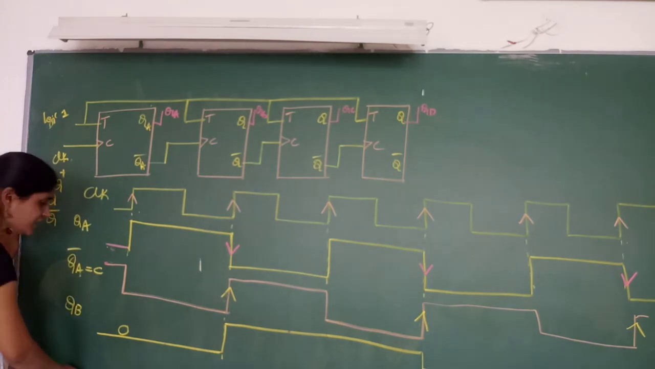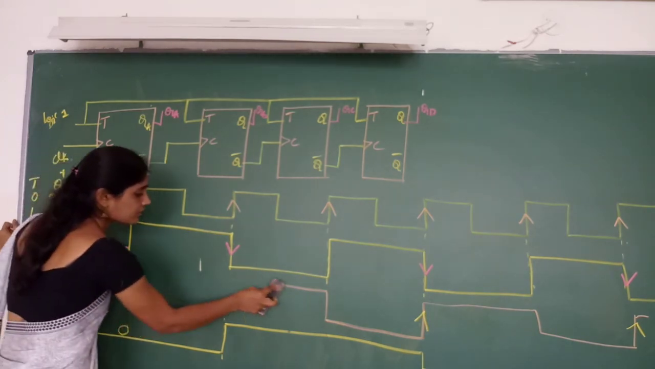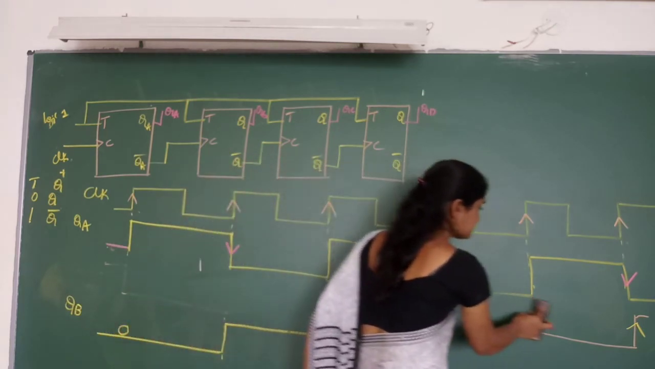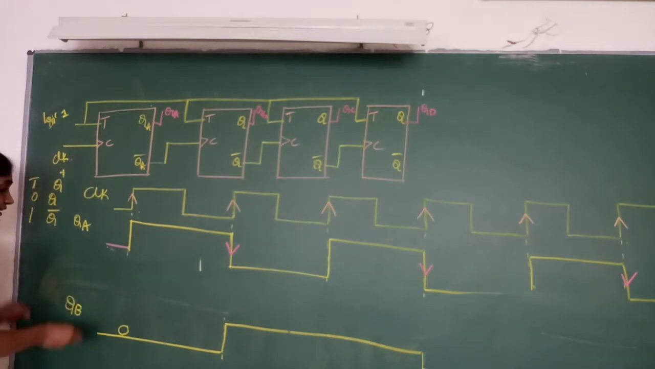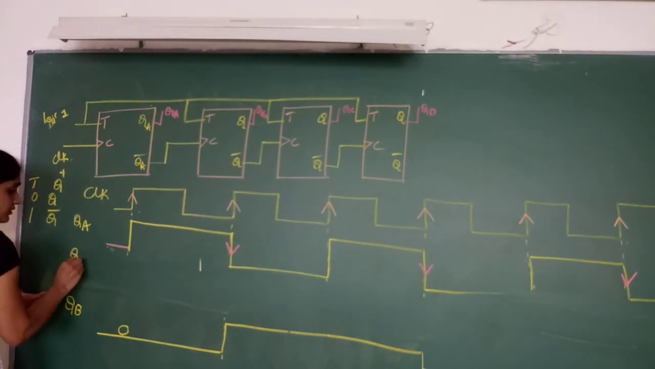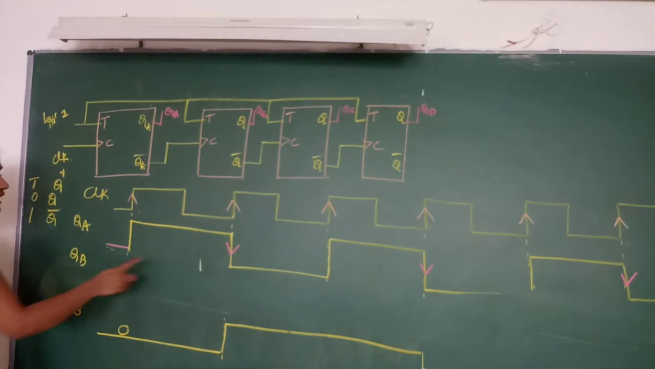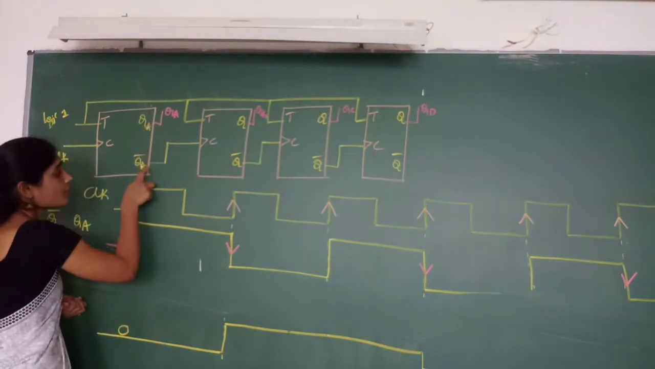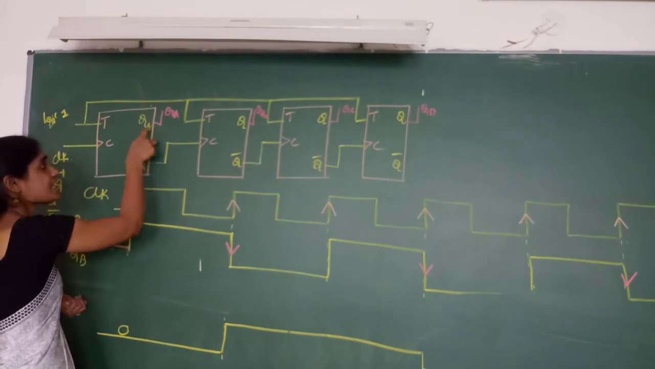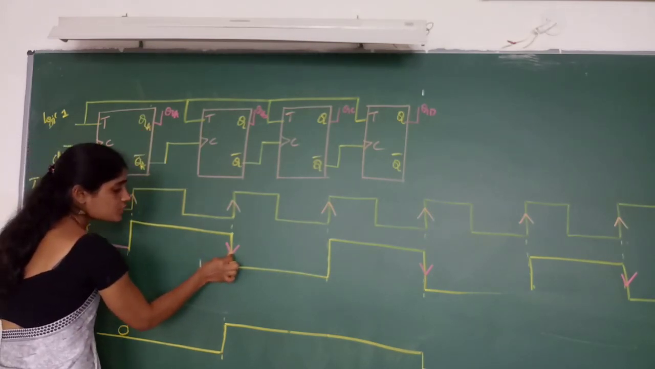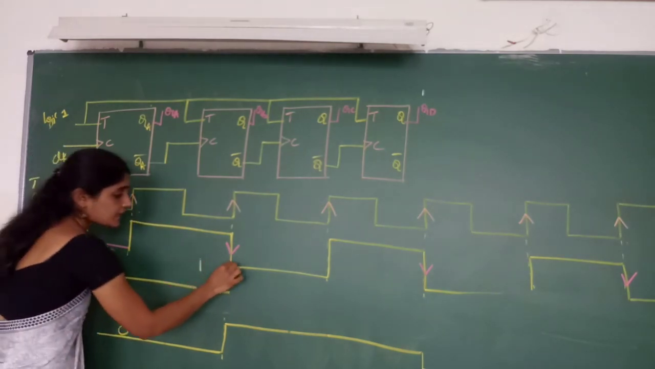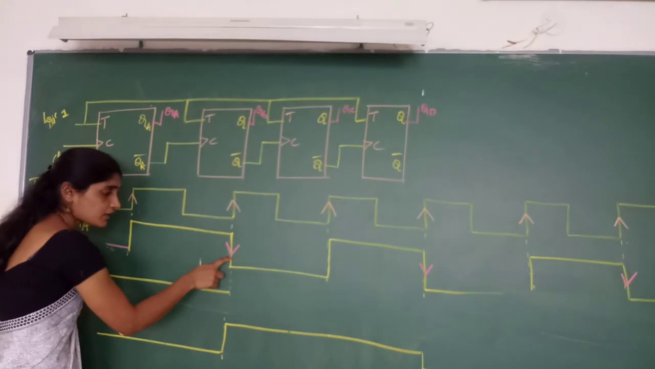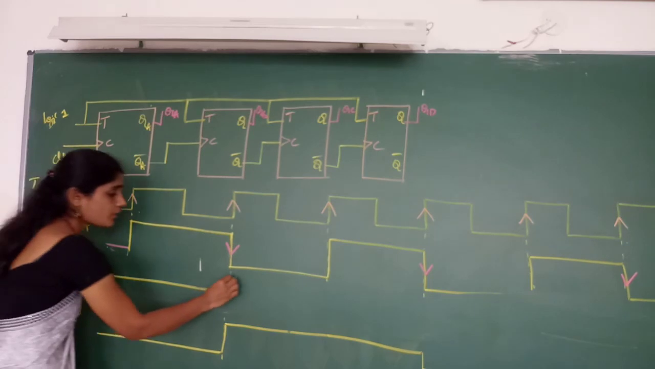So I need not write QA bar. I can write QB directly, when I get QB at the negative edge of QA. So this is the negative edge of QA. Till here, what is QB? QB will be 0. At this point T is 1, so at the negative edge the output changes. Previously it was 0, now it will become 1.